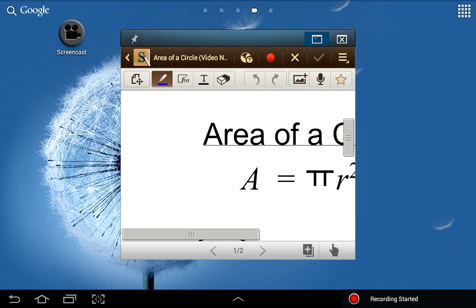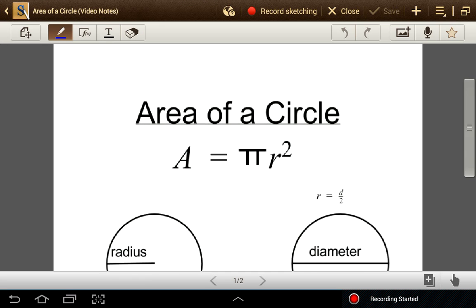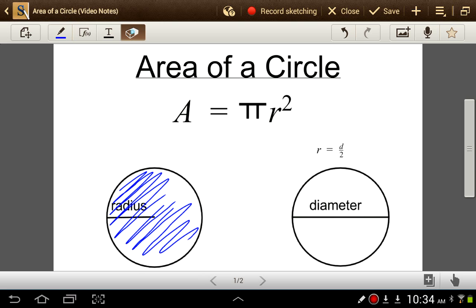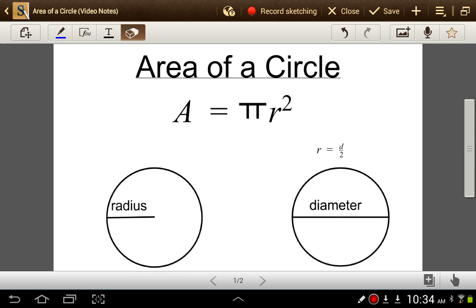Let's talk about the area of a circle today. Area of a circle is the amount of space that's inside. So the area is going to be, if I were to shade this in, that would be my area of the circle. Yesterday we talked about circumference, the distance around. Today we're talking about the inside.